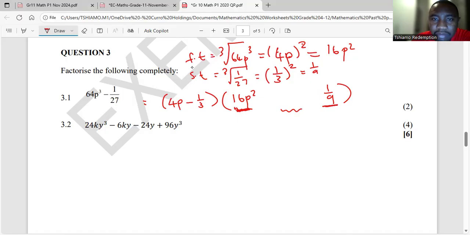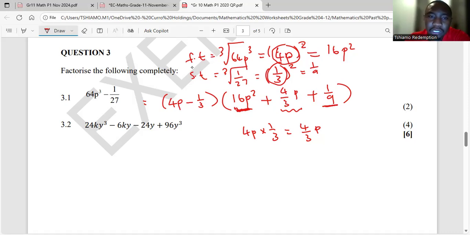And the middle term, you multiply the first term by the second term. So what is 4p multiplied by 1 over 3? It's going to be 4p over 3, anyhow you want to write it. And the signs are plus plus. Okay, so it's just straightforward. If you can formulate the first bracket, you use the first bracket to formulate the second bracket.